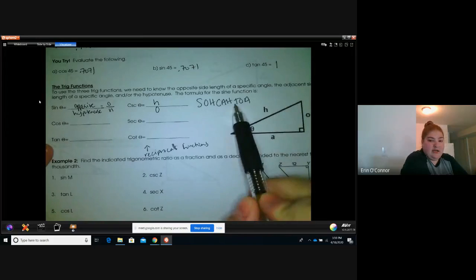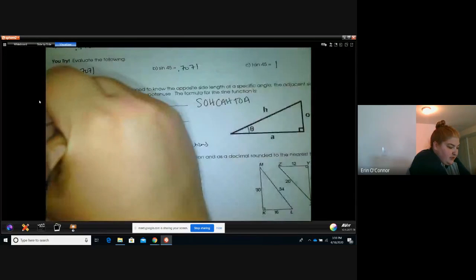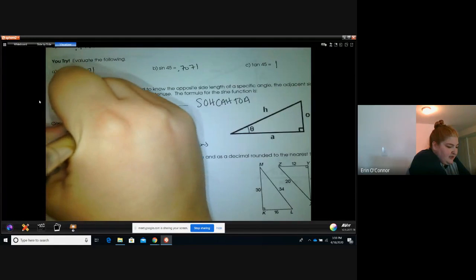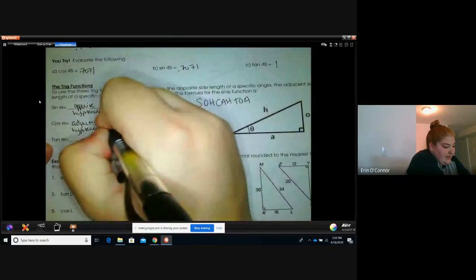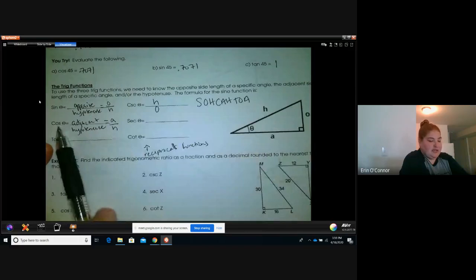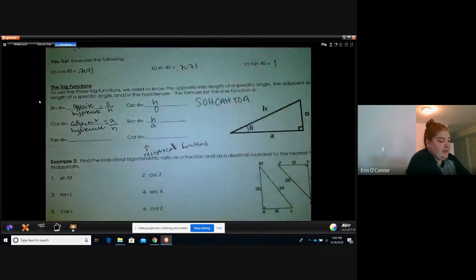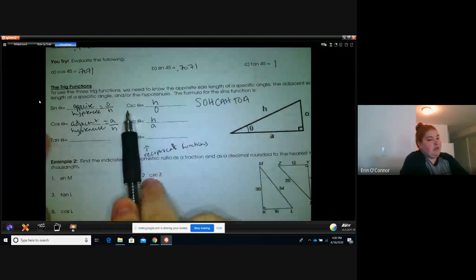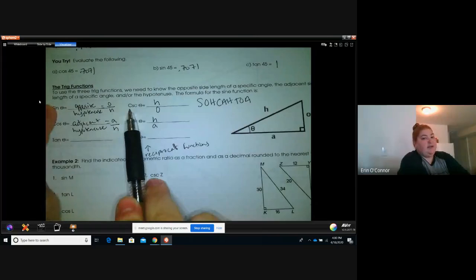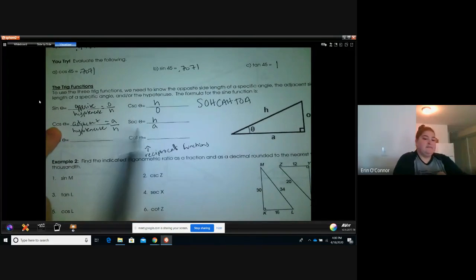Cosine, the CA in SOHCAHTOA, is adjacent over hypotenuse, or A over H, which means secant, the reciprocal of cosine, is H over A. Now, I know this is a little confusing because wouldn't cosecant go with cosine? It would make sense if they did that, but cosecant goes with sine and secant goes with cosine. I have no idea why that works out the way it does.